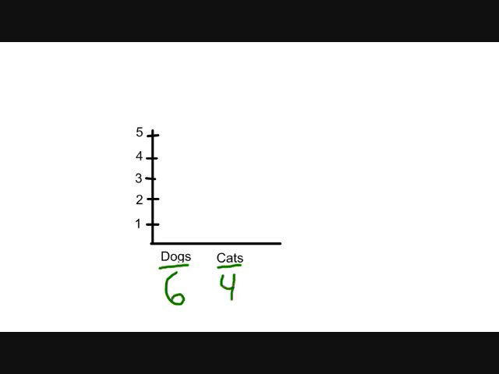So we go and plot it, and we're going to make a bar graph. And so what we're going to do is we're going to go like this, and 6 is going to go up here. Okay. And how many cats? We go right here. So now we're able to visually see that out of 10 possible people, 6 people like dogs and 4 people like cats in our survey.